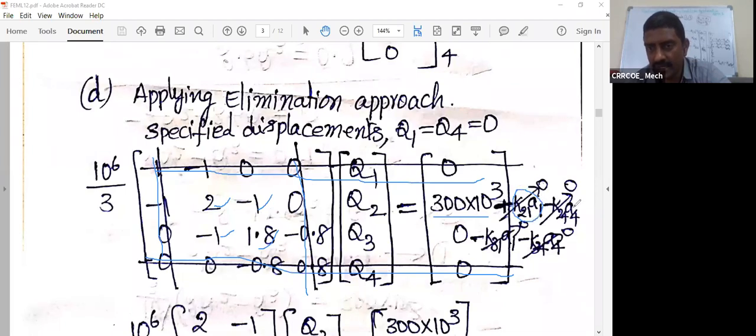minus K24 Q4. So Q1 and Q4 are zeros. Both are fixed supports. So these terms are zeros. Similarly, F3 is 0 minus K31 Q1 minus K34 Q4.